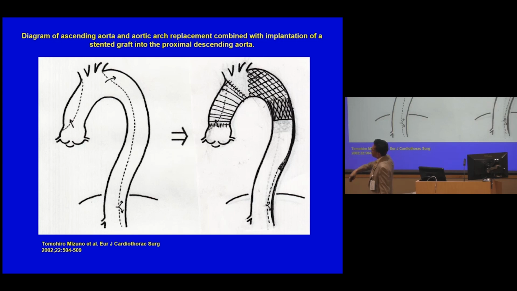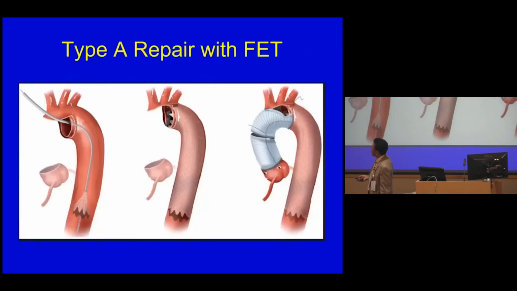And then they went to Dr. Boris and told him about this technique, and he's the one who coined the phrase frozen elephant trunk. The reason why it's frozen is not so much that it's cold or frozen, it's just that it's fixated, it's frozen in place, it's not floating like you see in a traditional proximal descending thoracic aortic aneurysm.